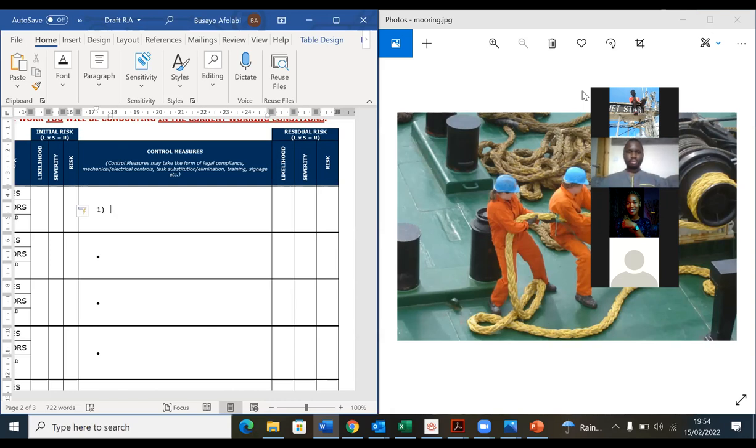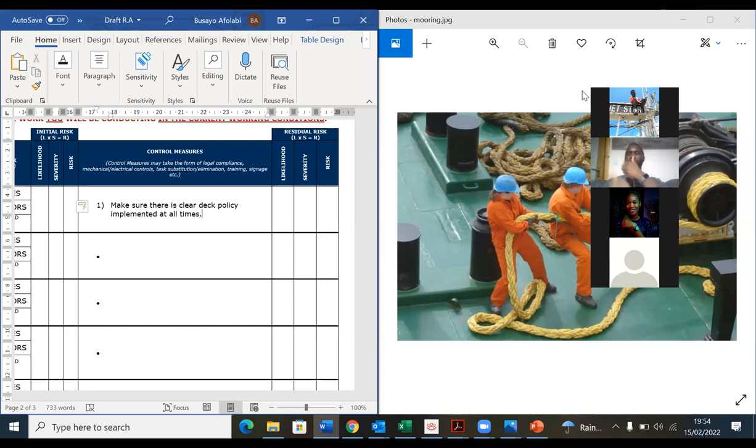Okay, make sure there's a clear deck policy. Clear deck. You clear your deck. During the morning operation, there's a clear deck policy. You make sure you implement the clear deck policy at all times. Yes, sir.